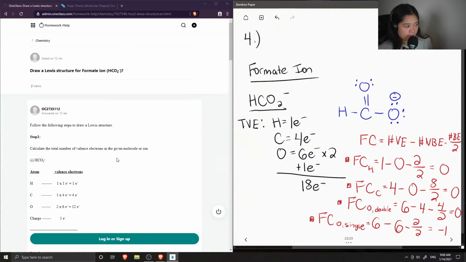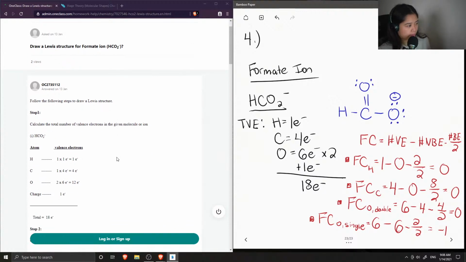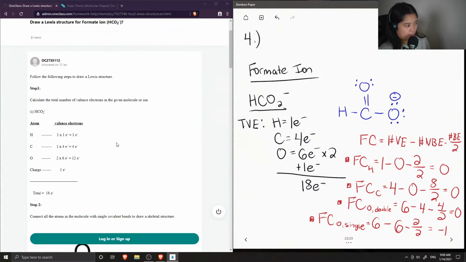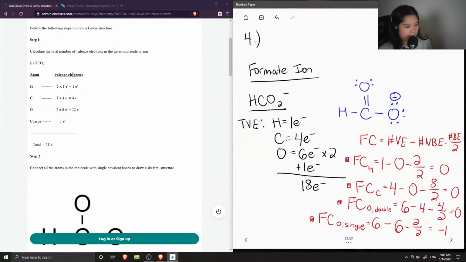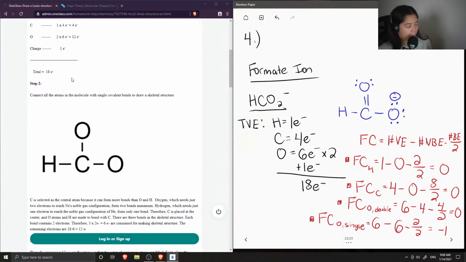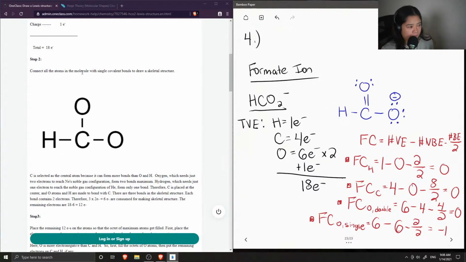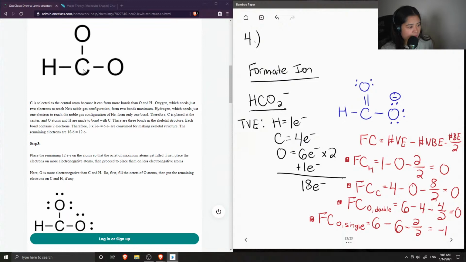So now let's see what the junior tutor said. Follow the following steps to draw a Lewis structure. Step 1, calculate the total number of valence electrons, so they got 18. Step 2 is to connect all the atoms in the molecule with single covalent bonds to draw a skeletal structure. Okay, so then they said that carbon is selected as the central atom because it can form more bonds than oxygen and hydrogen.